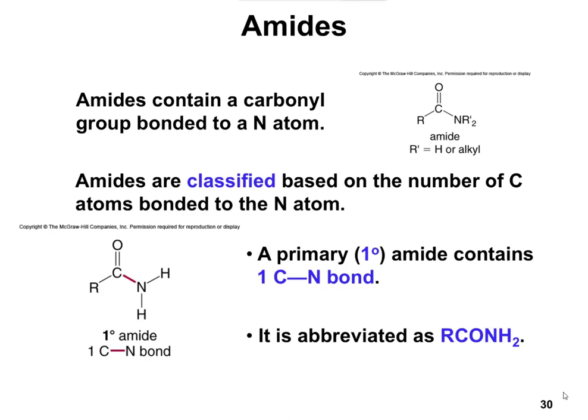All right, so amides are when you have the carbonyl group attached to a nitrogen. That's what makes it an amide. And similar to amines, we can classify amides based on the number of carbons attached to the nitrogen. So you can have a primary amide, like what is shown down here, where you have one carbon-nitrogen bond.